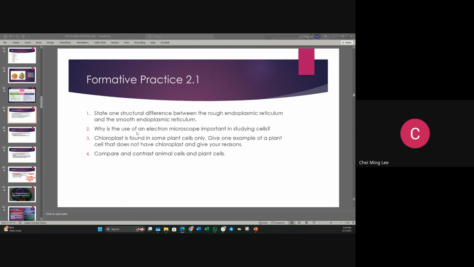Question two. Why does a plant cell not have chloroplast, which is not green? What kind of plant is not green? It's a plant, but not green. You can try to move it towards the food that you eat. There are some foods which are not green in color.